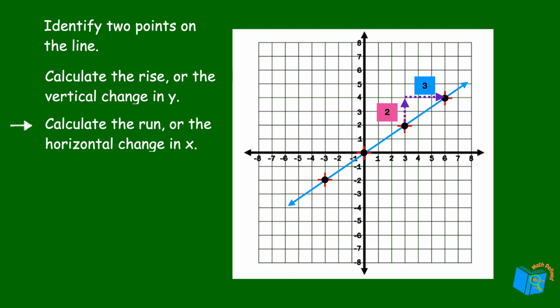The last step is to put these calculations into the equation for slope, which is m equals rise over run. The rise is 2 and the run is 3. So the slope is 2 over 3.